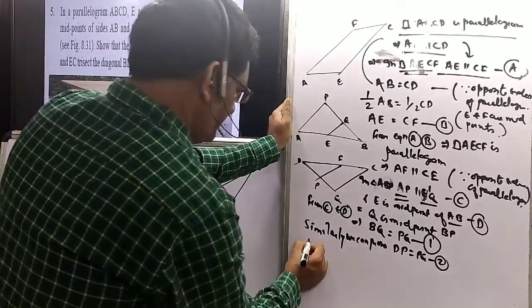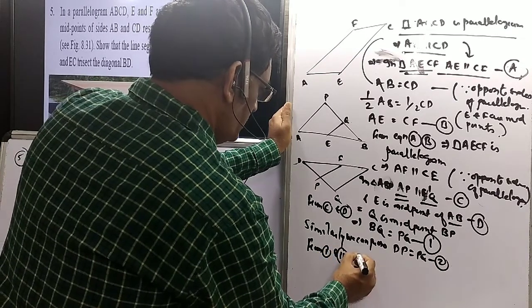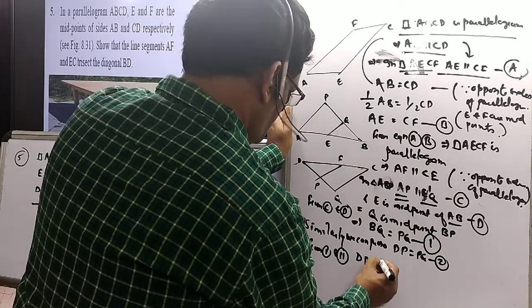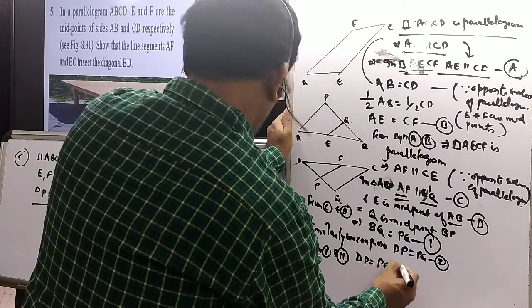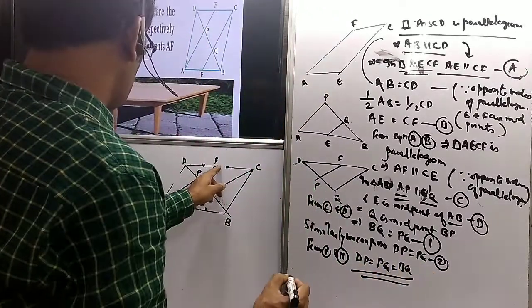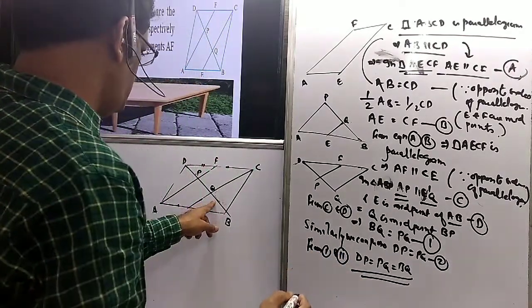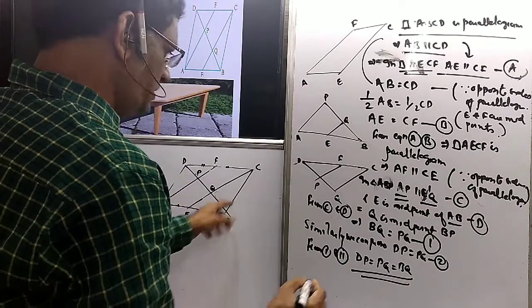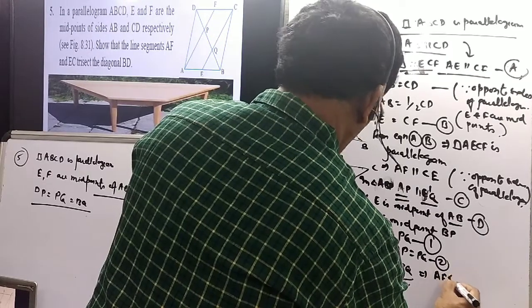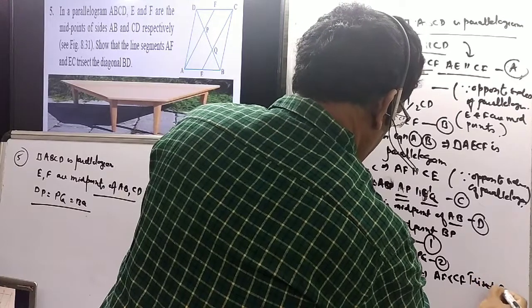From 1 and 2, we conclude DP equals PQ equals BQ, and it implies that AF and CE trisect BD.